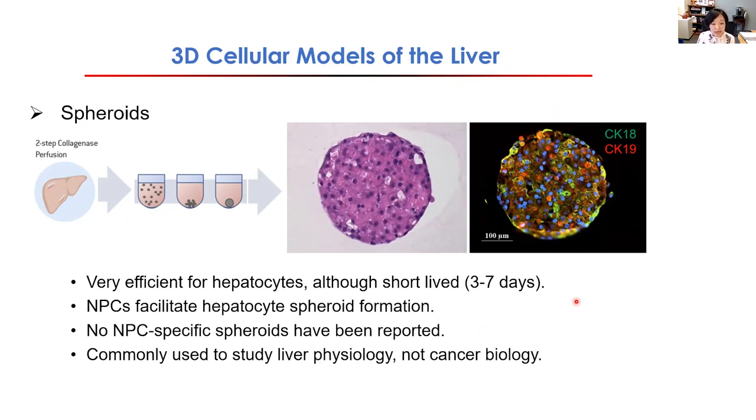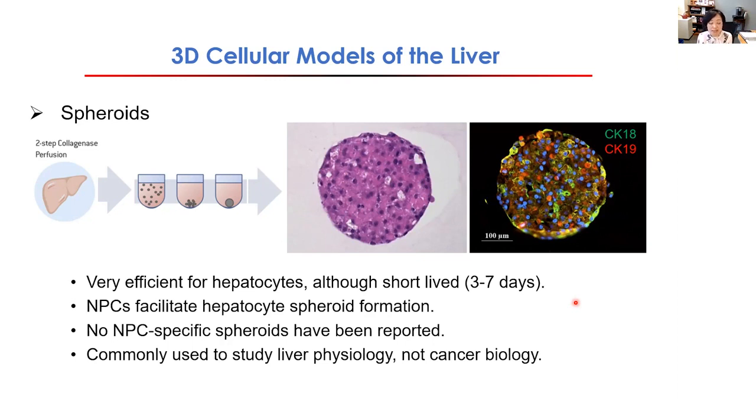And it has been found that NPCs, non-parenchymal cells, facilitate hepatocyte spheroid formation, but there are not a lot of studies focusing on NPCs in this type of 3D model. Indeed, there are actually no NPC-specific spheroids that have been reported so far. And these types of models are mostly used to study liver physiology, not cancer biology.